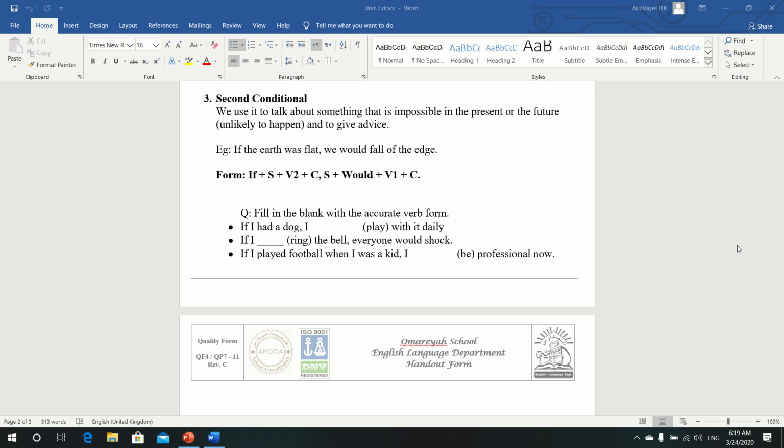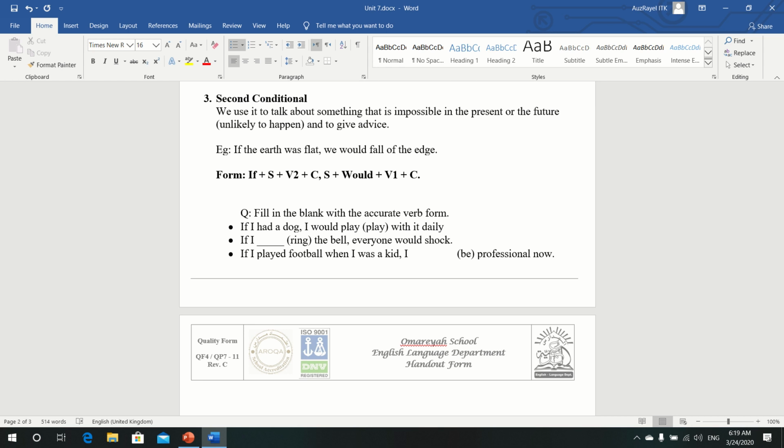Okay, so we have next the question, fill in the blank with the accurate verb form. If I had a dog, if I had a dog, it means that I actually do not have a dog. Okay, I would play with it. Would, because it's actually unlikely to happen because I do not have the dog. So the answer becomes would play. Okay, would play with it daily.